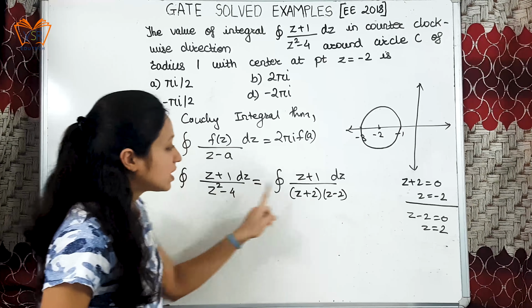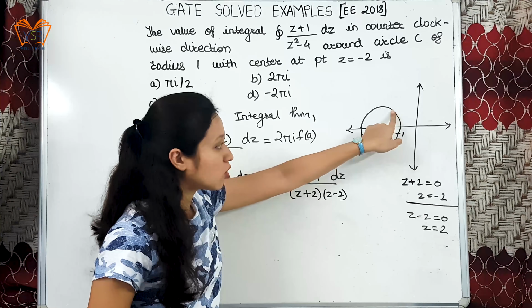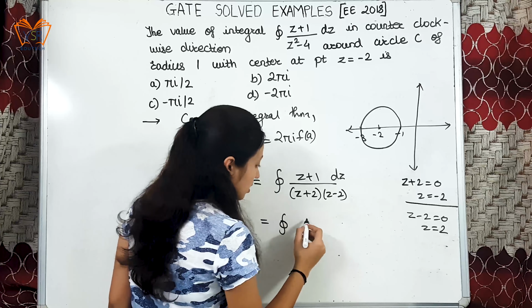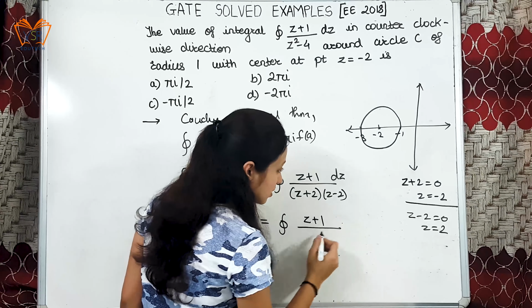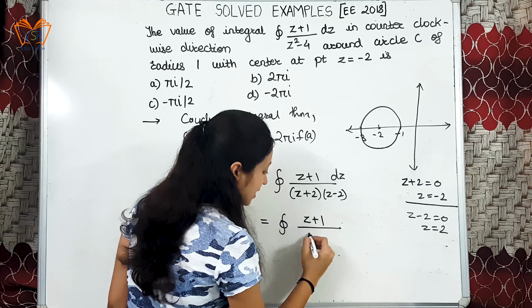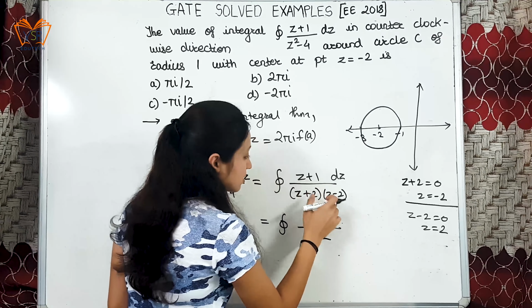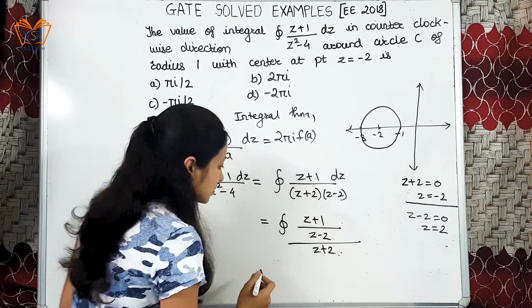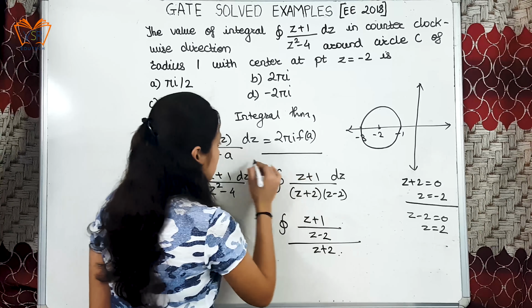And this formula only applies to those roots that lie on or within the circle. So, for simplification, we need to eliminate this, and that can be done by dividing this factor at numerator and denominator. So, let us apply this formula now.